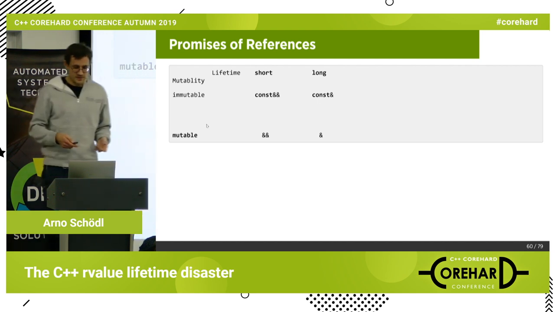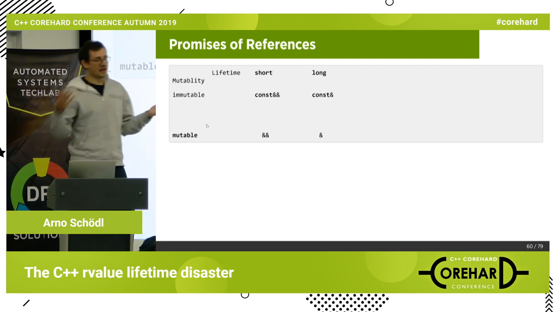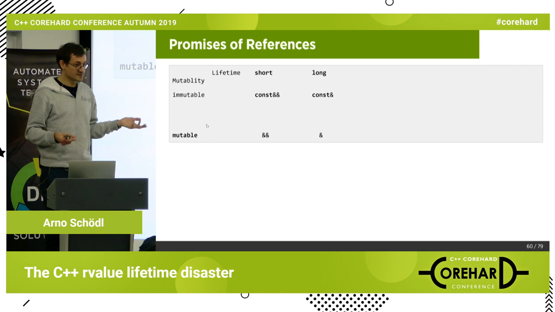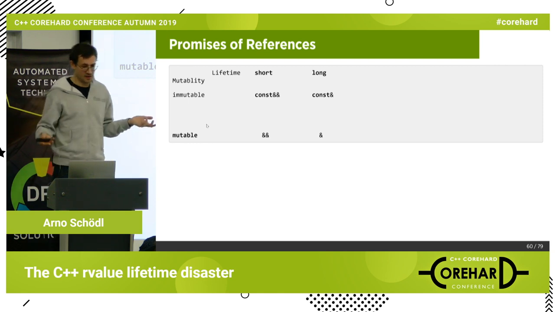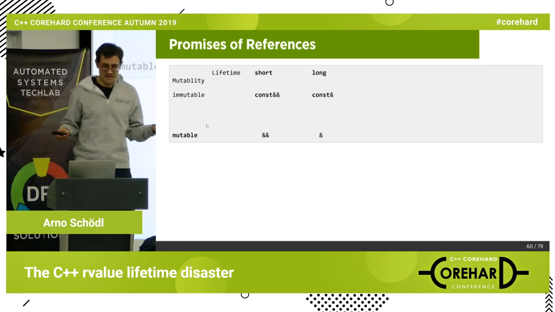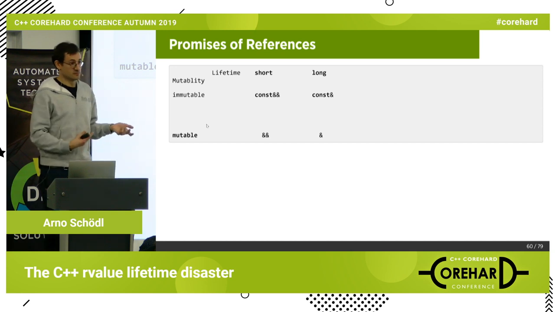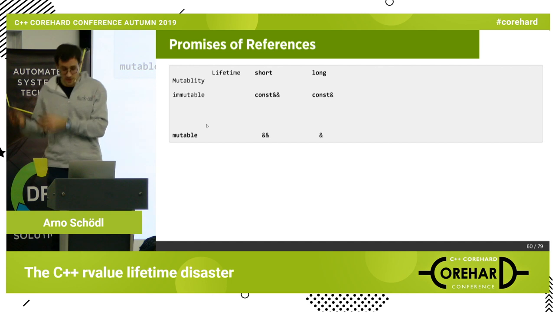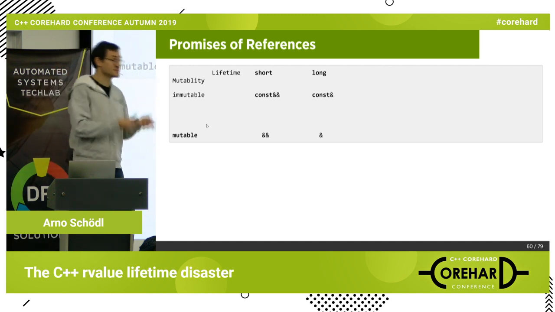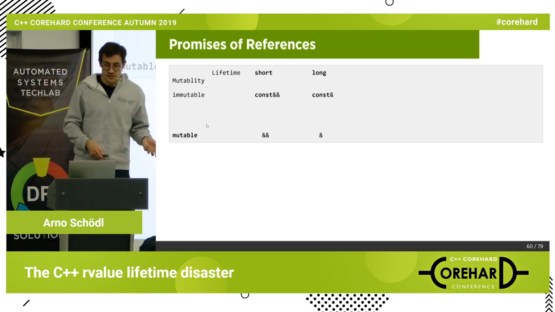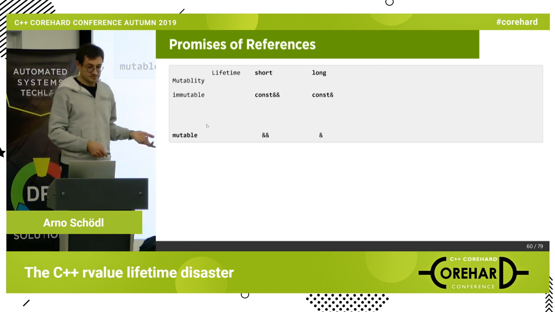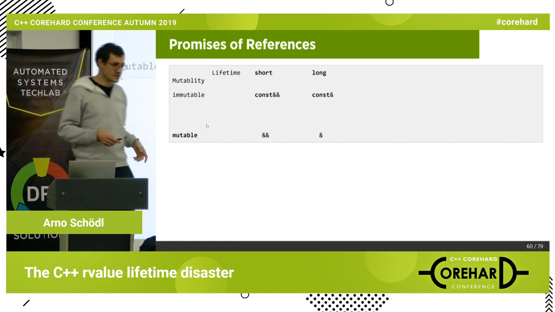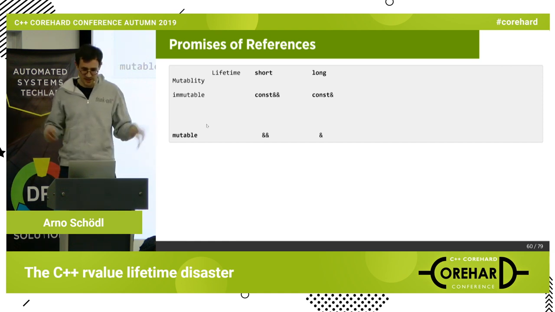Well, first of all, there are R-value references and L-value references. And as we've seen, the R-value references have a short lifetime, L-value references have a long lifetime. Okay. And then there's mutability, of course. Const references are immutable, and normal references we can mutate. Currently, this is our world of references. And I left out volatile because volatile is used really, really rarely, and some people already say we should deprecate it.